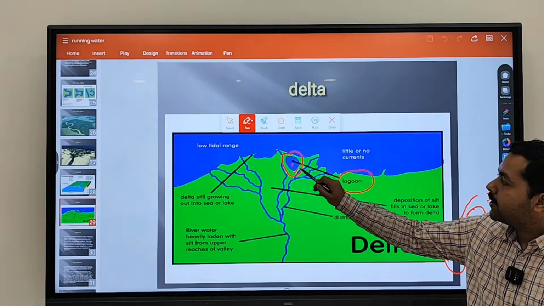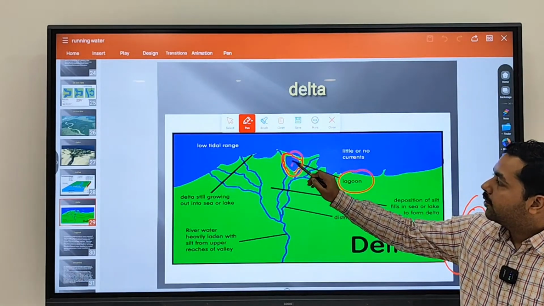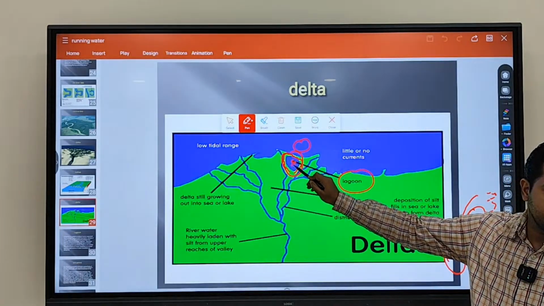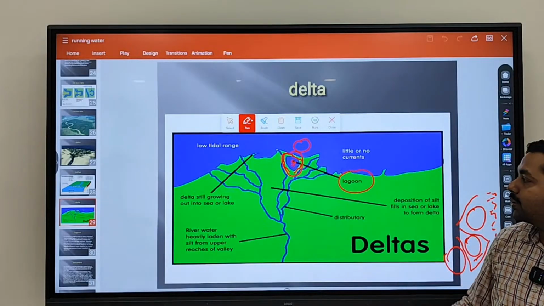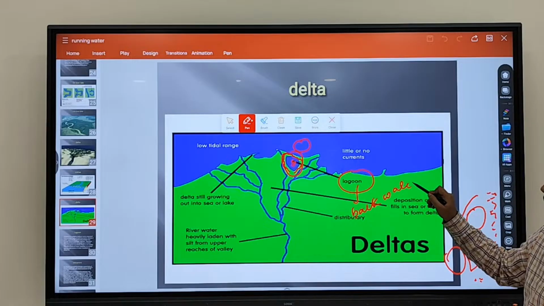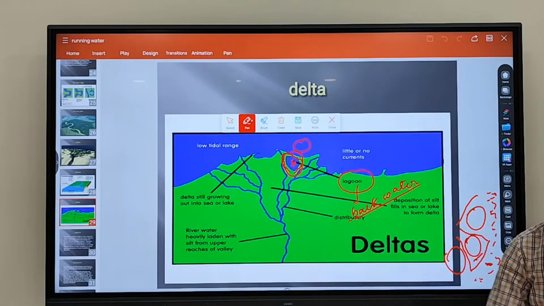So here what is happening? Sediment is deposited like this. Now this water is cut off from the oceanic water, and that's why it is referred to as a lagoon. So lagoons are also called backwaters. Especially Kerala is very famous for this type of lagoon formation. Clear? So backwaters, you'll find a lot of lagoons in the case of Kerala.